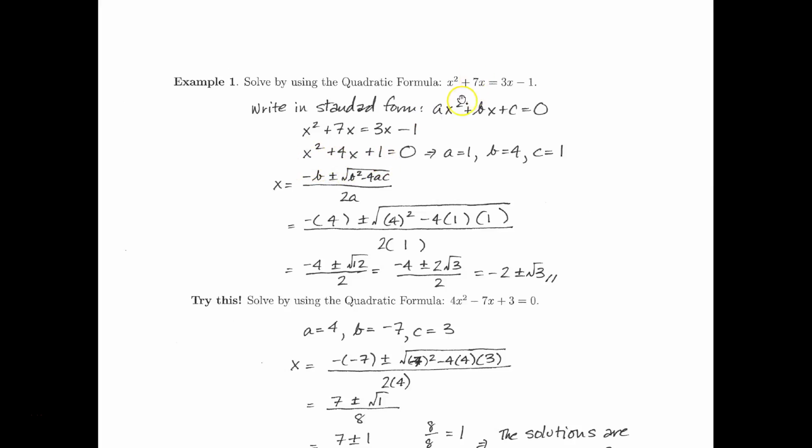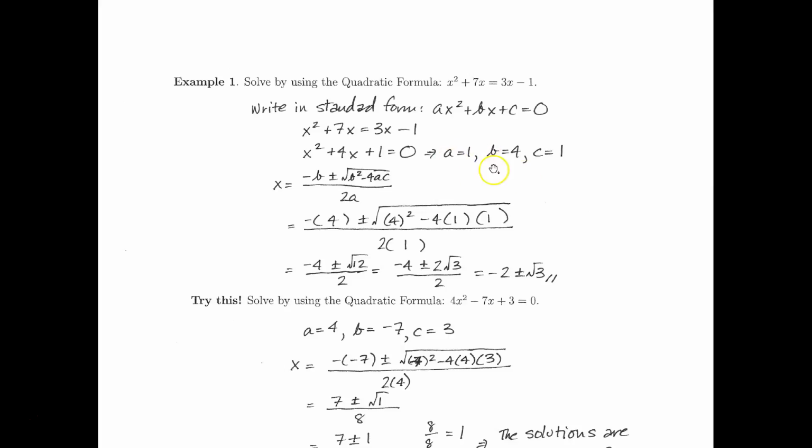In standard form, the original equation is equivalent to x squared plus 4x plus 1 equal to 0. So here, a is going to equal 1, b is going to equal 4, and c is going to equal 1.